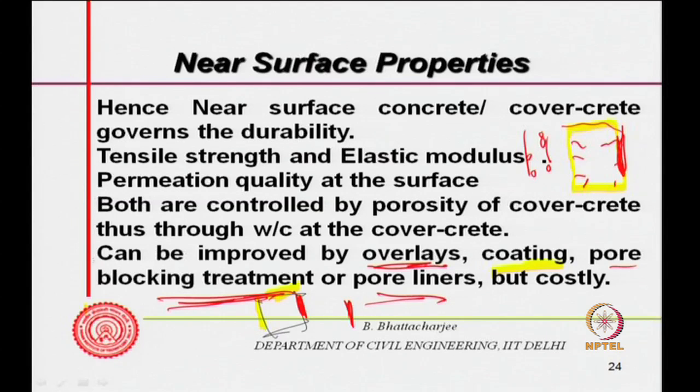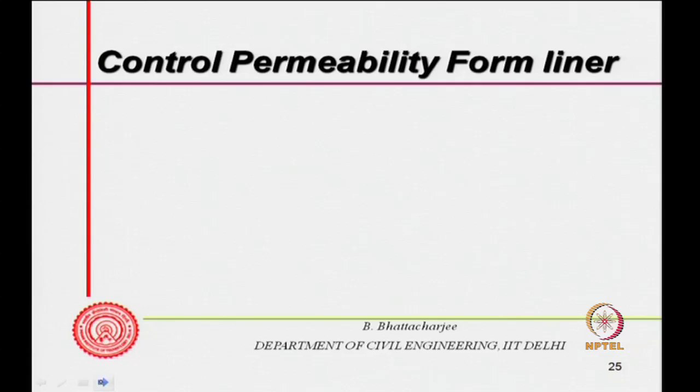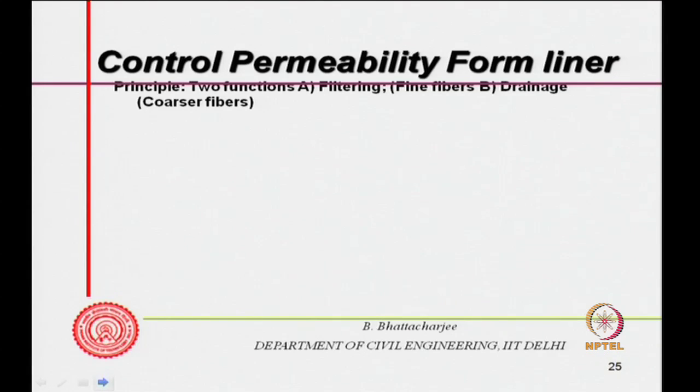So cover concrete can be improved in this sort of situation. At the moment we do talk in terms of water cement ratio and cement control, but some of these could be costly. For example, overlays and coatings could be costly, because you may have to repeat them over a period of time, as we have seen earlier that there is a service life for these, and you may have to change them from time to time. If you change them from time to time, there is a recurring cost involved, and life cycle cost will increase.